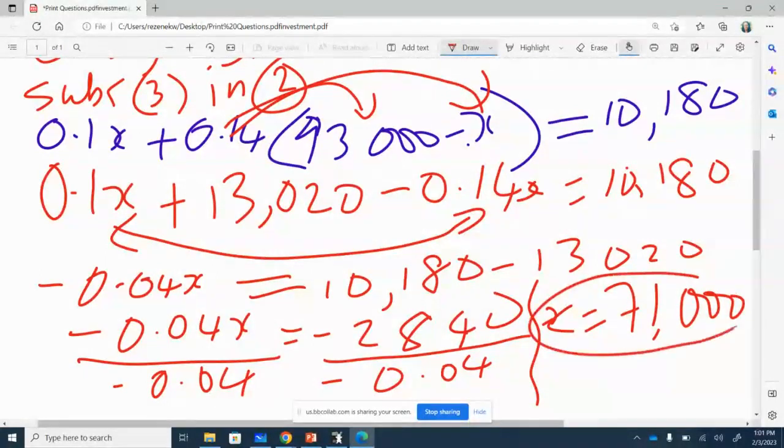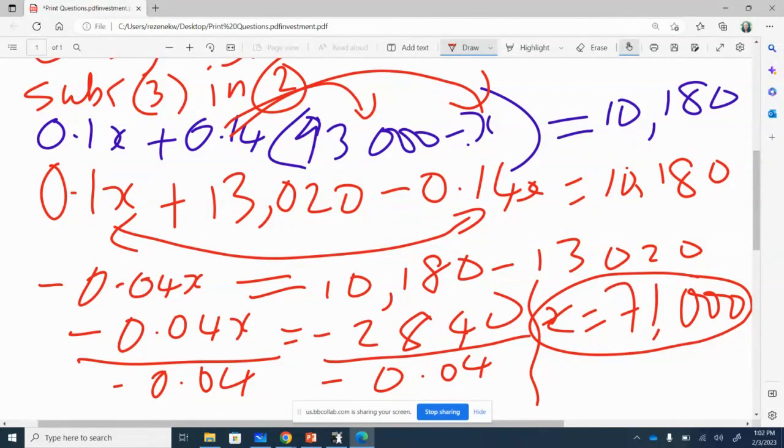I know this is how people miss. If you just write 71,000 there without explaining your answer, because it's a real world problem, you probably get 3 out of 5, because the answer is not the problem. It's a real world problem. You have to explain your answer. So tell me what you said. $71,000. That's how much you should invest in the lower rate of return, the 10%.